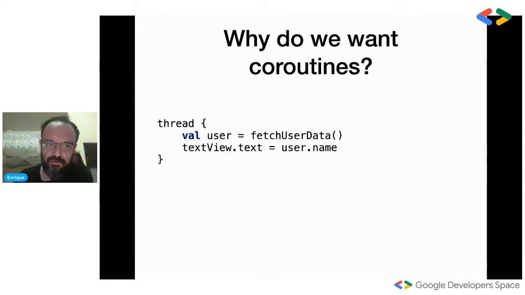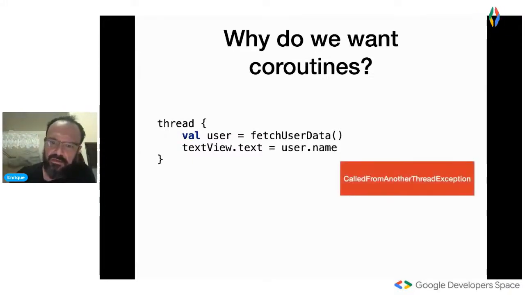So in order to do that, we could have something like this. We could have a thread where we execute our block of code and then we update our text view or our UI component. Do you think this will have any trouble, or would this create any problem? We also have a few seconds to think about this. Yeah, we get a call from another thread exception, because we can't update the UI if we're doing it from a different thread.